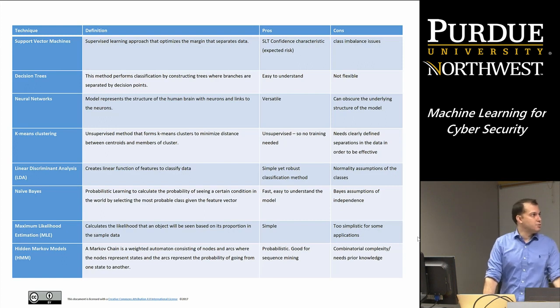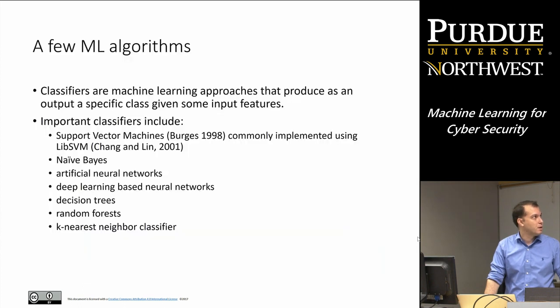You can just read through this. This is just a table I have of the different algorithms and some definitions, pros and cons. We're not going to cover all of these, but this is an example of some of them. What are the machine learning algorithms that are out there?